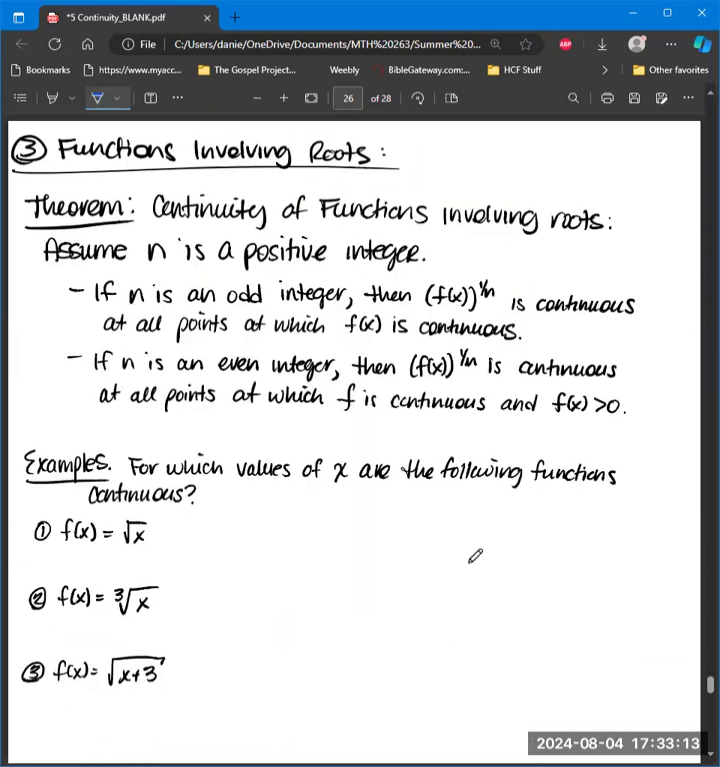So let's go ahead and look at functions involving roots. Continuity of functions involving roots. Assume n is a positive integer. If n is an odd integer, then the nth root of f of x is continuous at all points for which f of x is continuous. If n is an even integer, then the nth root of f of x is continuous at all points for which f of x is continuous, and f of x is greater than or equal to 0.